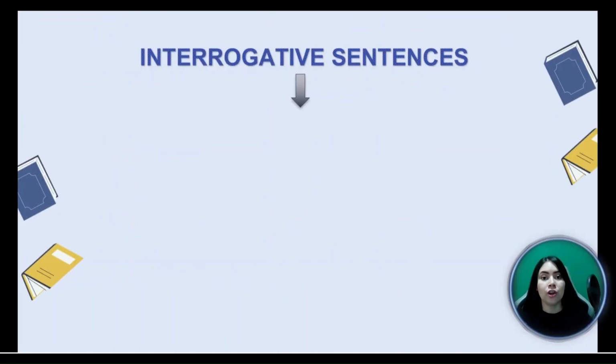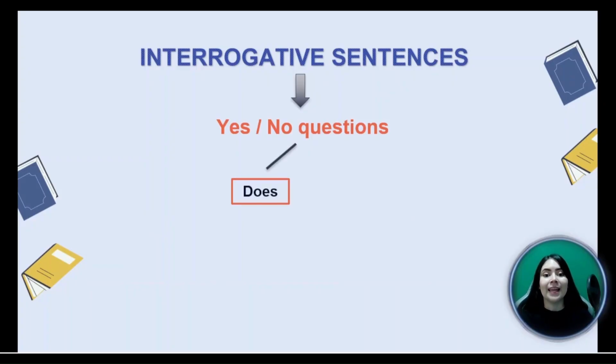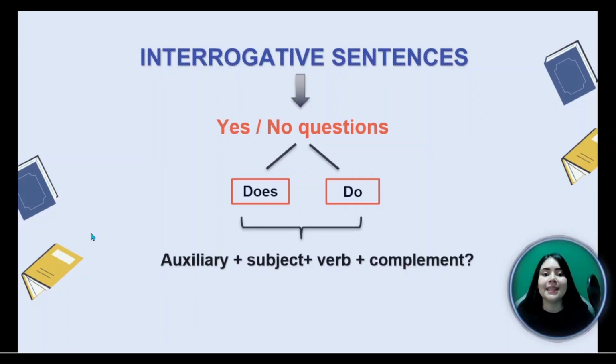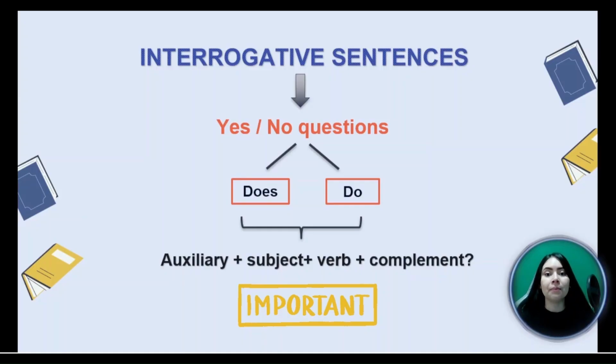In the questions, we continue using the auxiliaries do and does. Do and does. Okay? And this is the structure of the question. First, we mention the auxiliary, later the subject, the verb, and the complement. Take notes about this. This is super important.